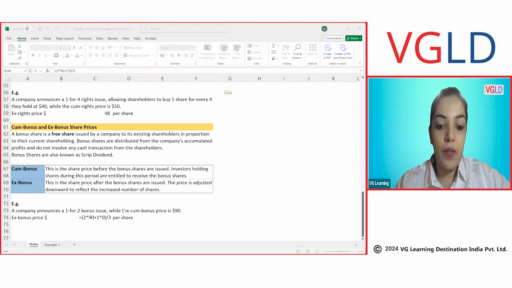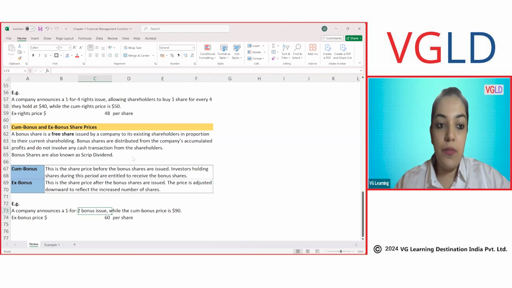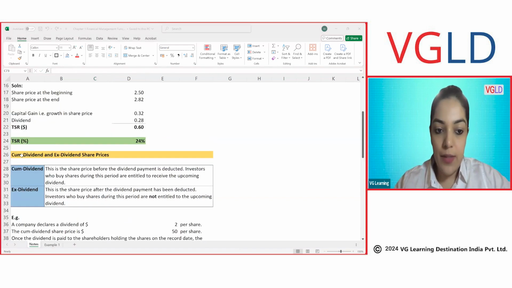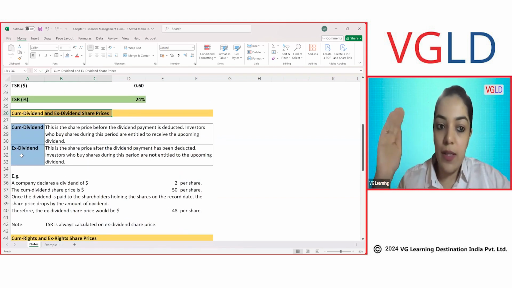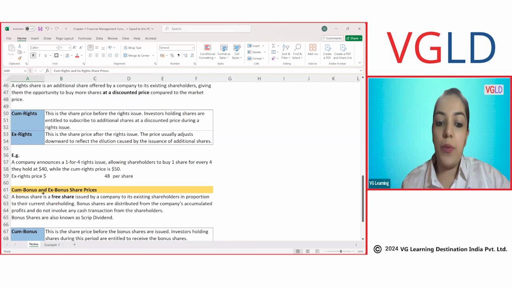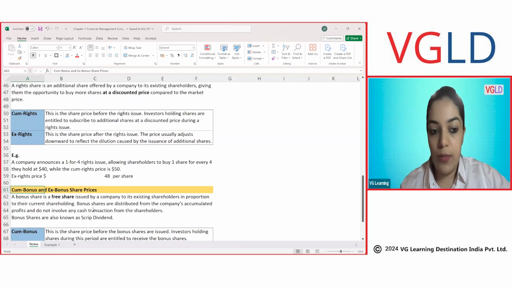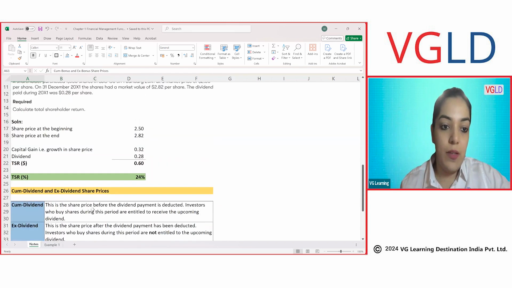Yes. All right. So, a very, very important concept of cum dividend, ex dividend. In the same way, we have discussed all the concepts: cum dividend, ex dividend, then cum rights and ex rights, and cum bonus and ex bonus share price. Now, on that note, let's come back.